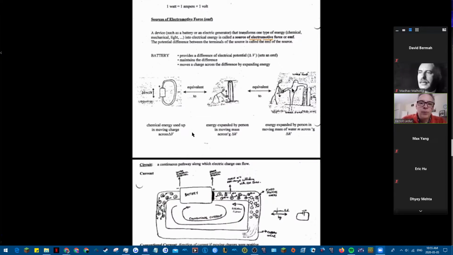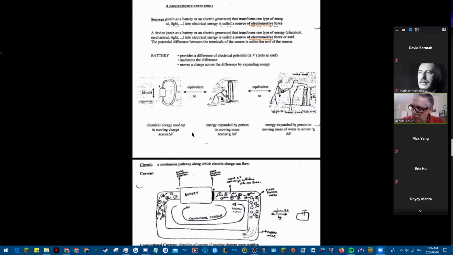This is equivalent to someone pumping, all right? So the role of the pump is to take the water at low height and to raise it to a higher height. And it does this at the expense of chemical energy in the person, right? Okay, good. So that's an EMF source.